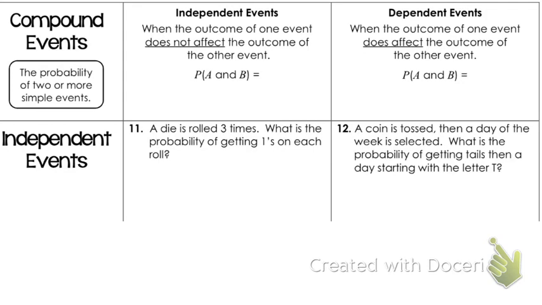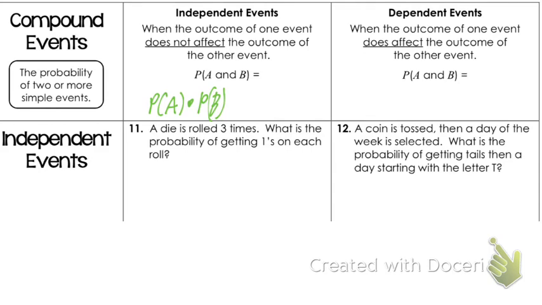Now, independent means that they don't depend on each other. So what do we think dependent's going to be? They depend on each other. Man, you guys are bright. So the probability of A and B happening, this event and this event, is the probability of the first event, A, times the probability of the second event, B.